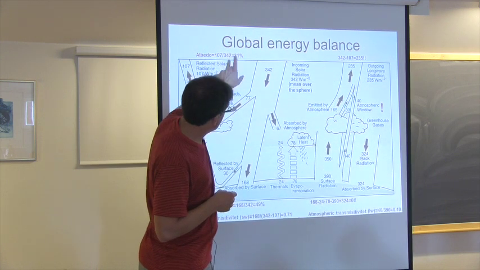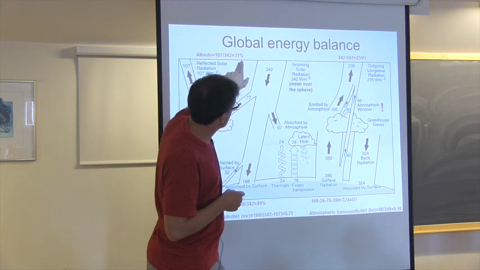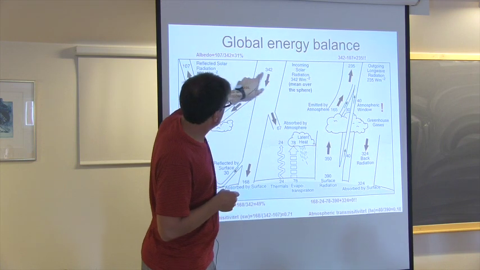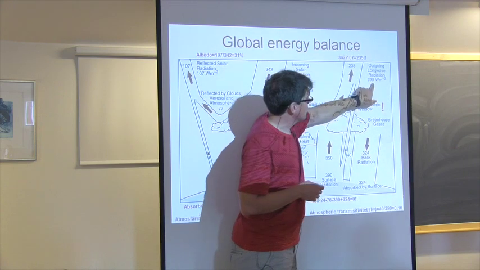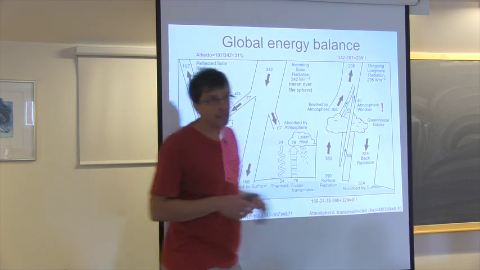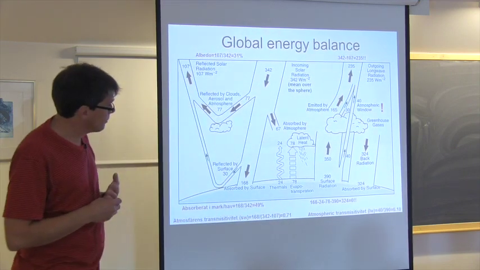That is what is calculated here. So this is the shortwave part: 342 coming in and 107 reflected. And then when we measure outgoing longwave, it's 235. So there should be a balance up here for the long term.